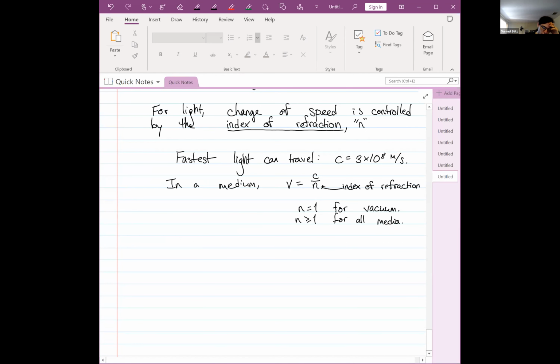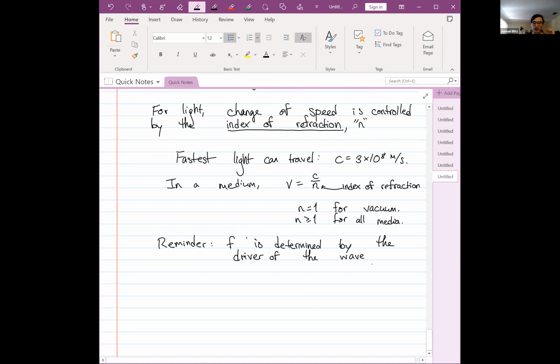So now I need to remind you of one more thing. The frequency of a wave, f, is determined by the driver of the wave. So it shouldn't change regardless of what's happening. The way to think about this is that if I'm driving a string by moving it up and down, the string should move up and down at precisely that rate, regardless of what medium it's in, right? Because I'm moving it up and down, and that's the rate that it's moving at. So f is frequency.